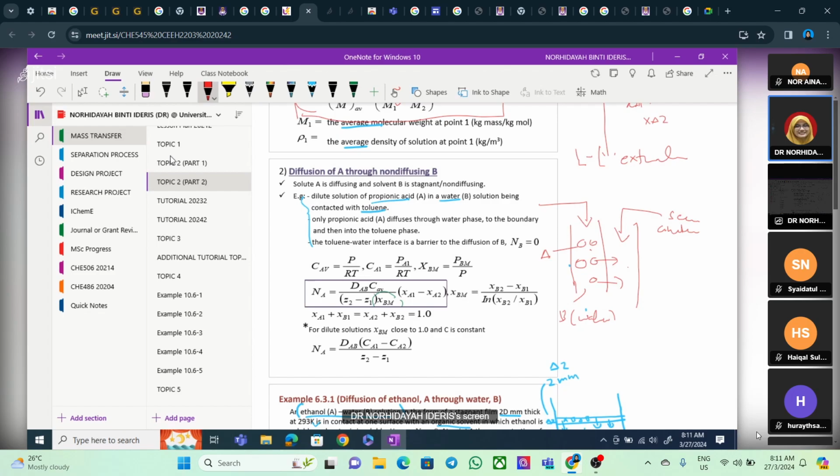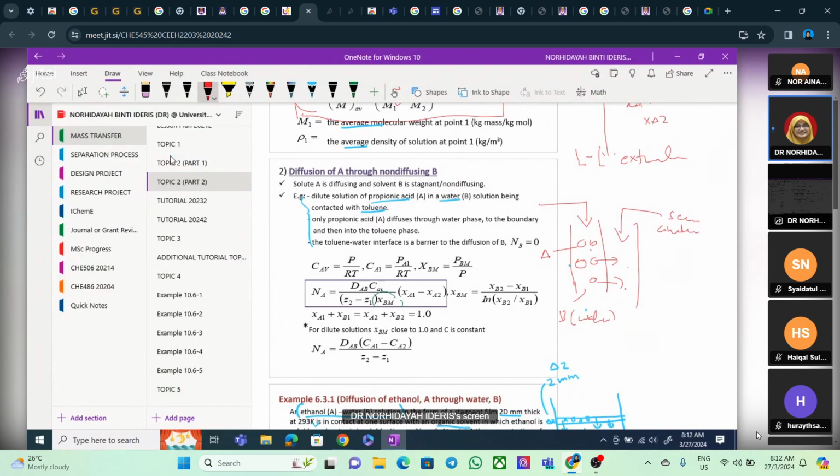If the water molecule can also dissolve in the liquid-liquid extraction, then it means there's no point. Both molecules A and B would dissolve in the second liquid. The second liquid can be an organic solvent, acetone. Alright, so later on you're going to learn about that.